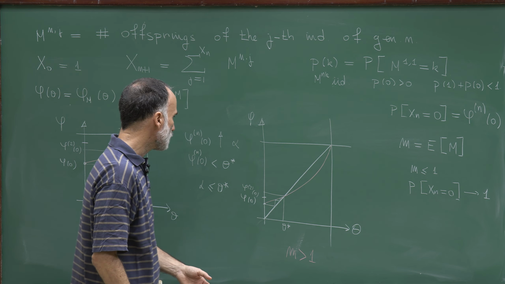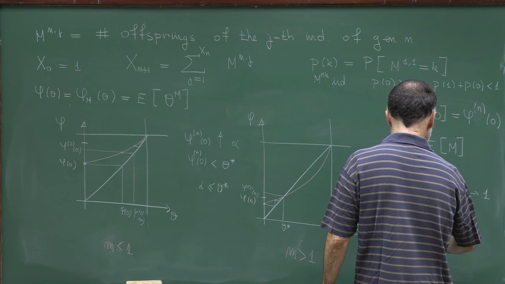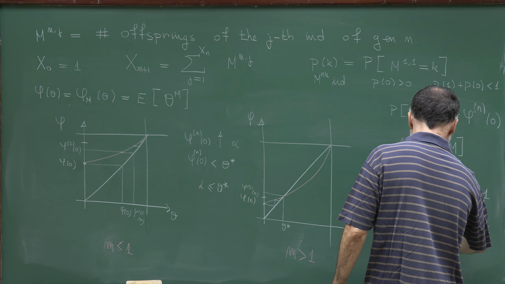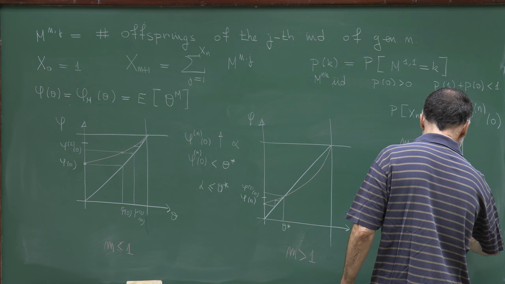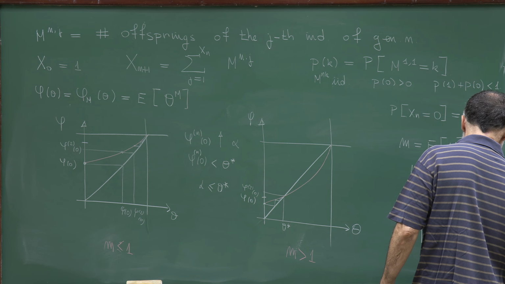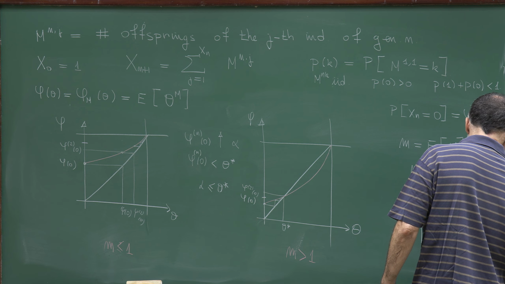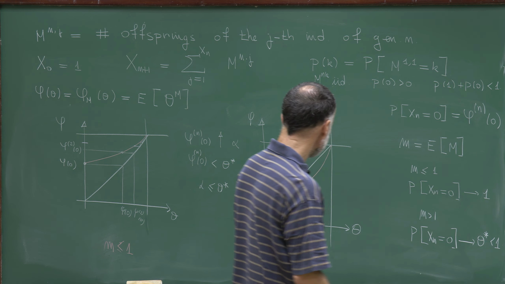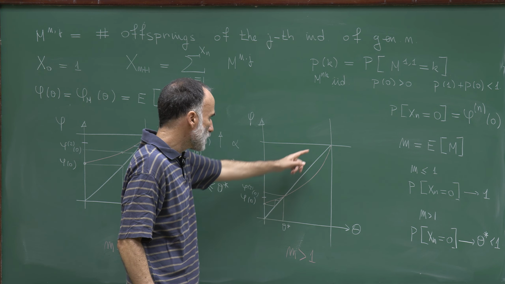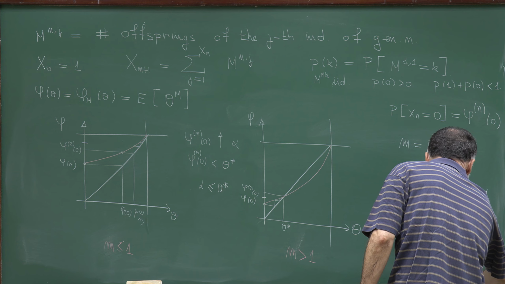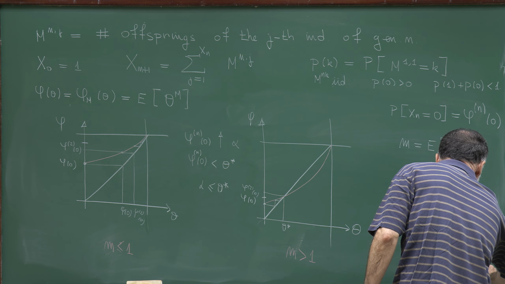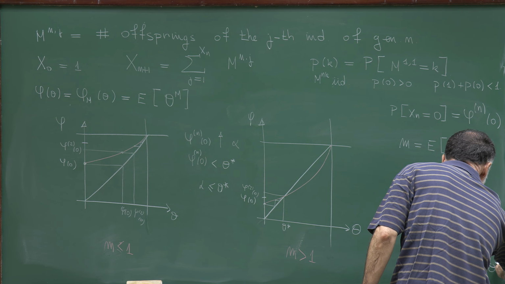So this argument tells you that in the case in which m is strictly larger than 1, then the probability that xn is equal to 0 converges to theta star, but theta star is strictly smaller than 1. There is a fixed point theta star which is strictly less than 1. And this shows that the probability that xn is larger than 1 for all n is equal to 1 minus theta star, which is strictly positive.